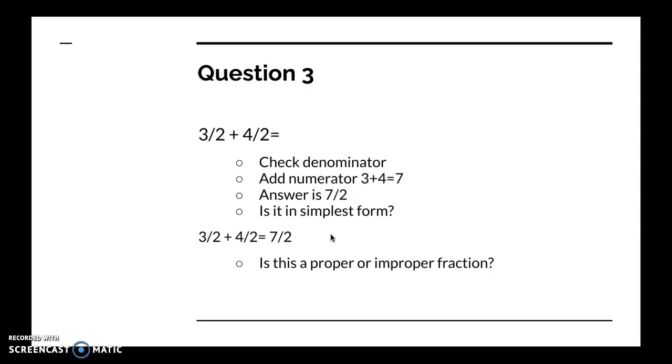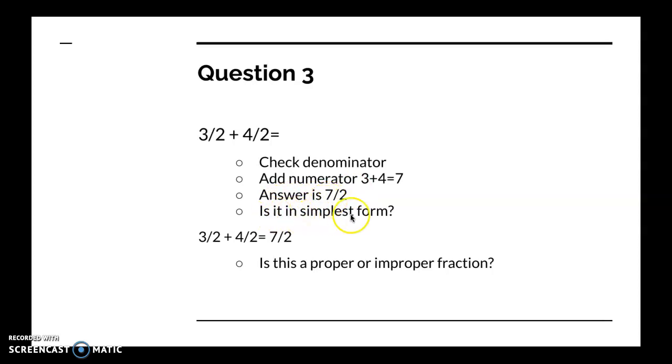Okay, now we're going on to our next question, where we have 3 over 2 plus 4 over 2. Okay, so we're going to go through our steps again. We're going to check our denominator. Both of our denominators are 2. So we can move on to step 2, where we add our numerators. So we're going to add 3 plus 4. As we see, 3 plus 4 equals 7, so our answer is 7 over 2.